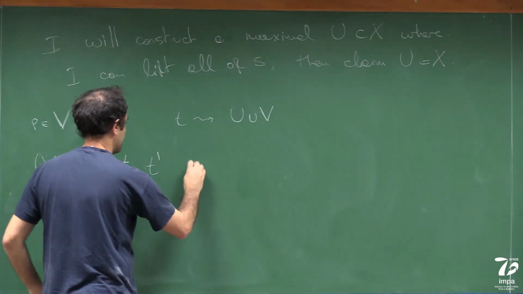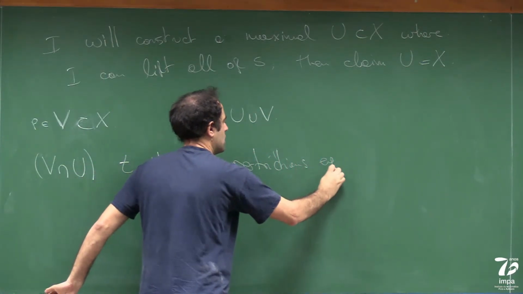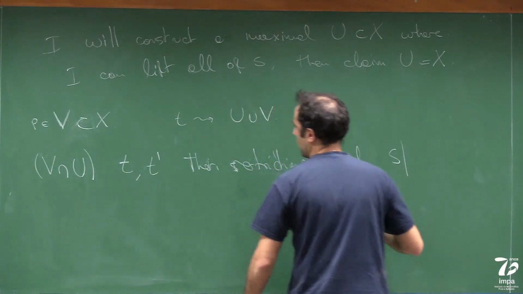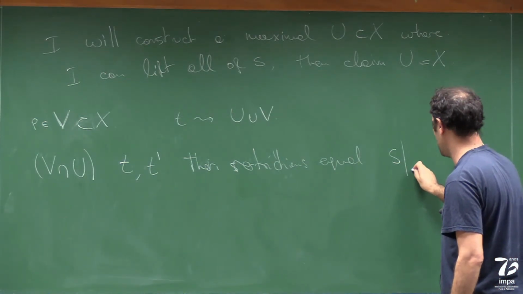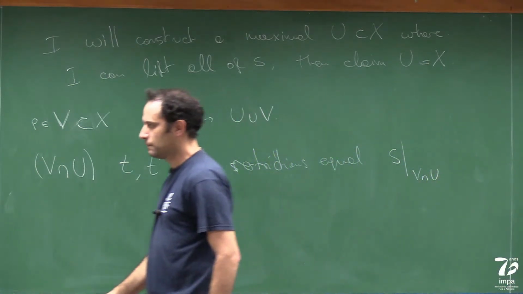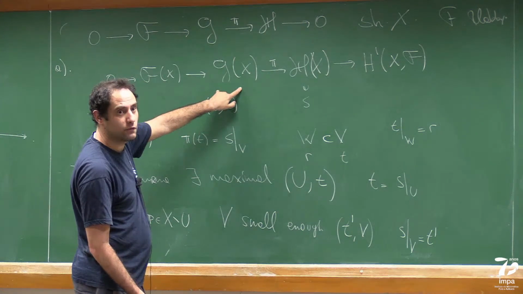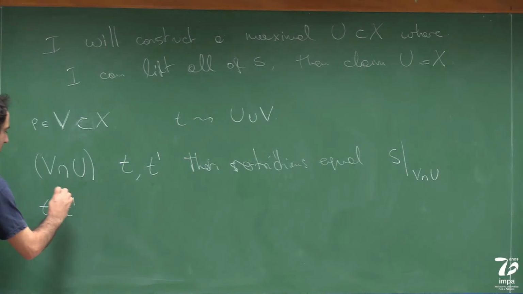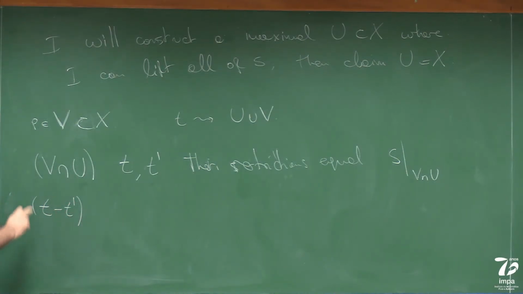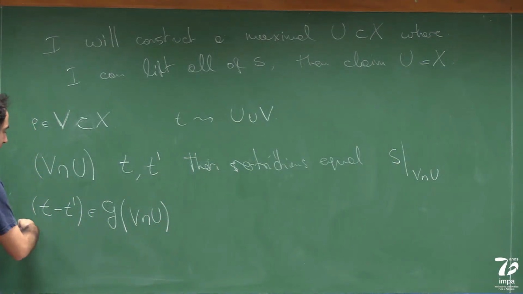The restrictions are equal to S restricted to V intersect U. But they're not necessarily equal, so I cannot claim that I have one section that extends to the whole of X. But what I can do is look at the difference between these two in this intersection. In that open, this is a well-defined section of G on V intersected U, and this guy maps to 0.